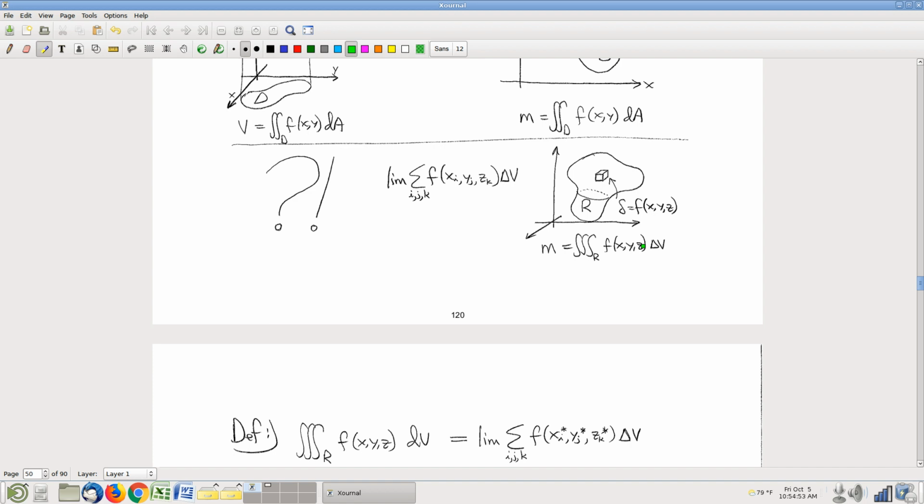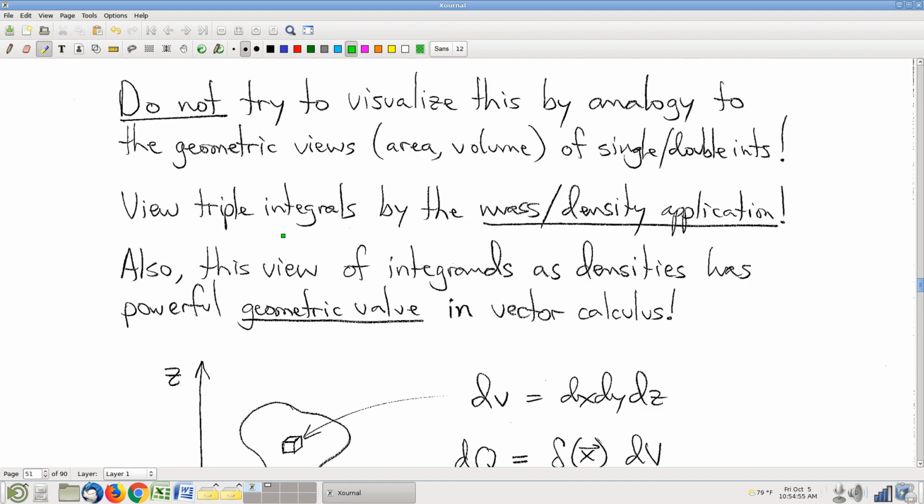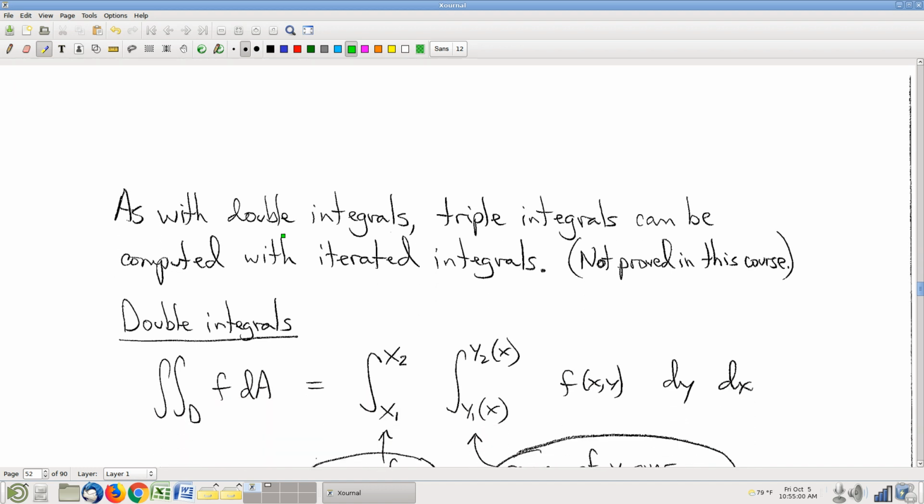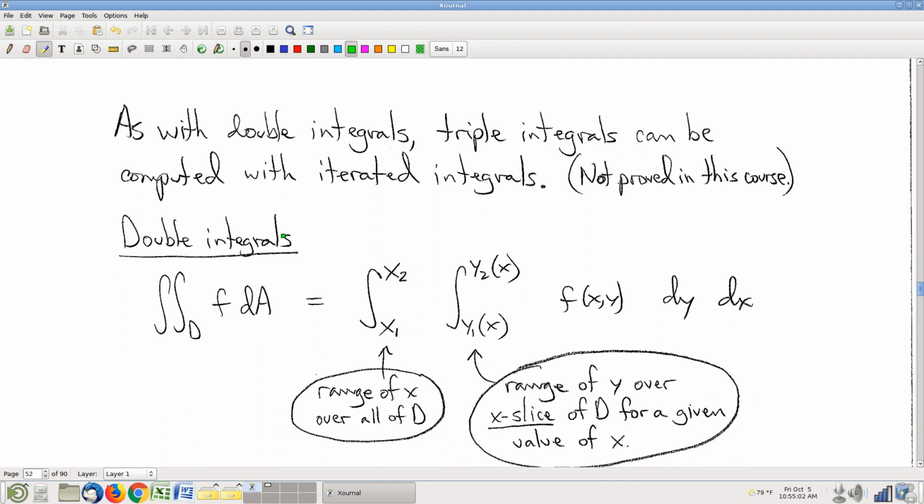Let's go on to the actual computations. Quick flashback to double integrals. Y'all remember how double integrals worked, right? We wrote down double integrals. It's a Riemann sum, and we don't know how to compute those.